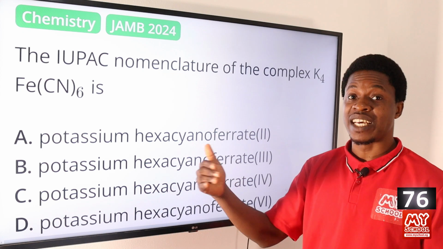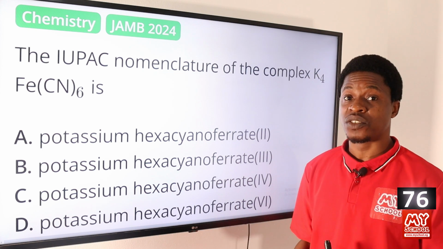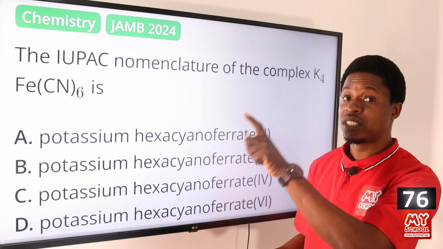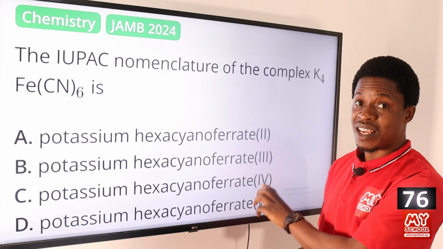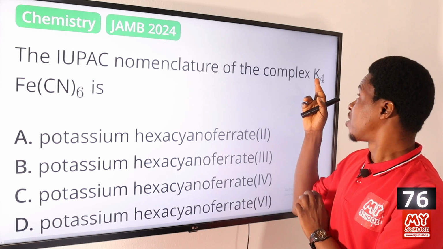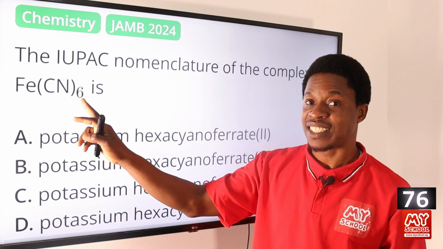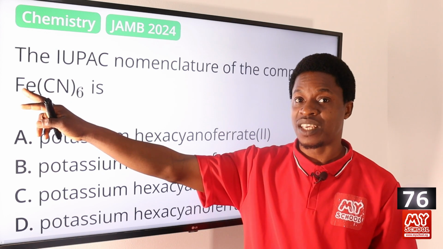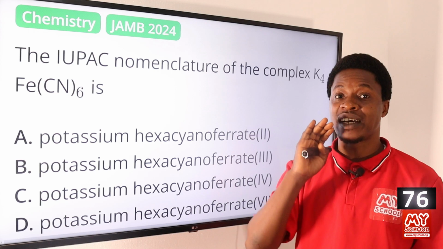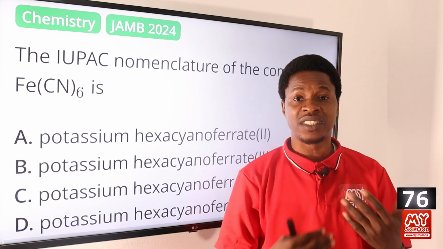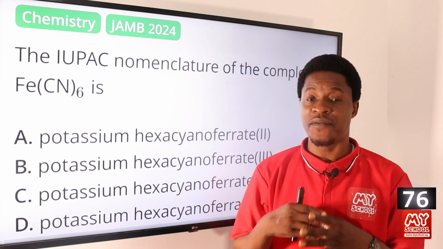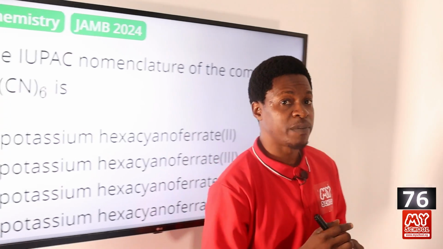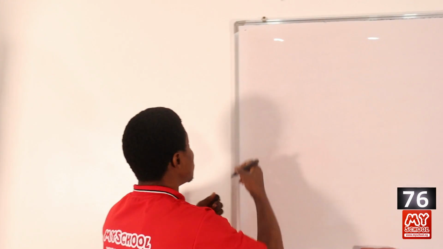So what the examiner actually wants is to know if you can calculate the oxidation state of iron, which is the ferrate. Because that's the only thing that is different here. So we have potassium, hexa, that's 6, cyano, and ferrate, from your ferrous. What is it? We can only do that by calculating the oxidation number, the oxidation state of Fe, which is iron, in the compound. So let's move on to the board so that we can do justice to that.